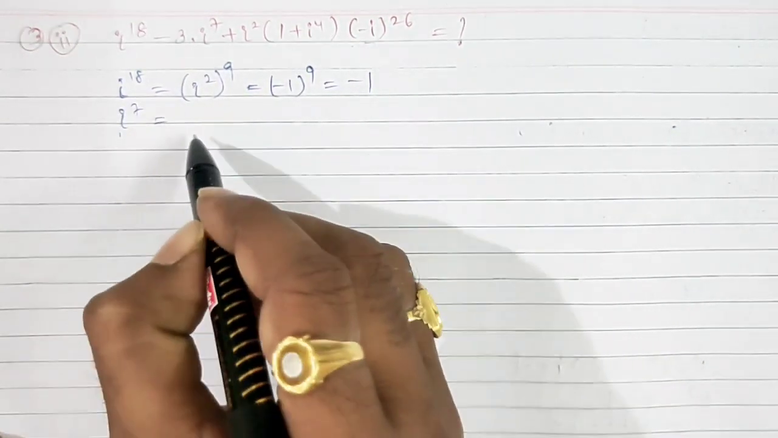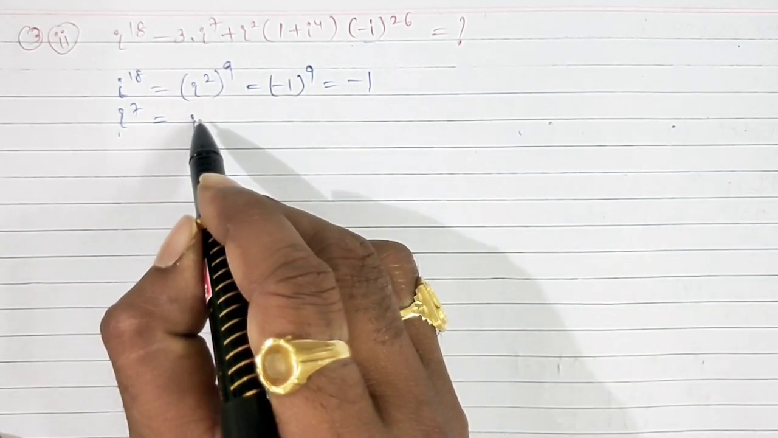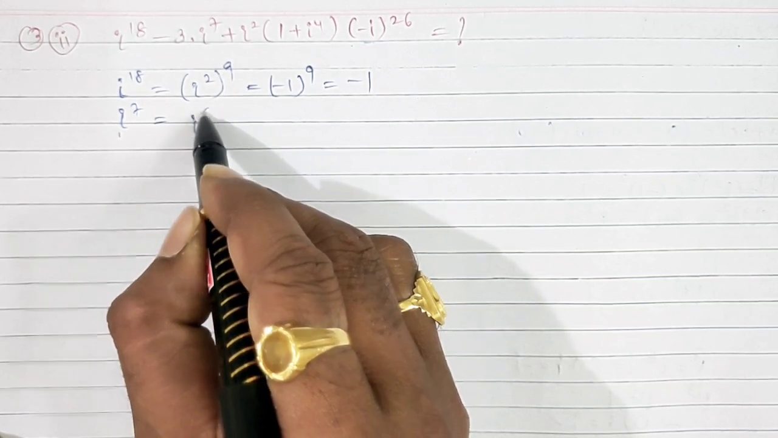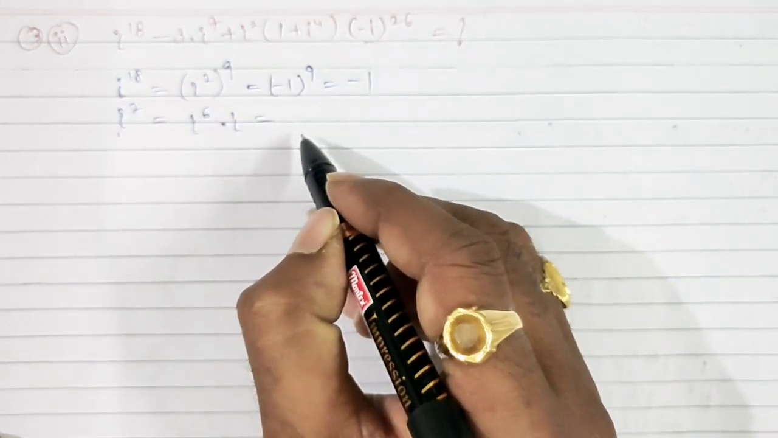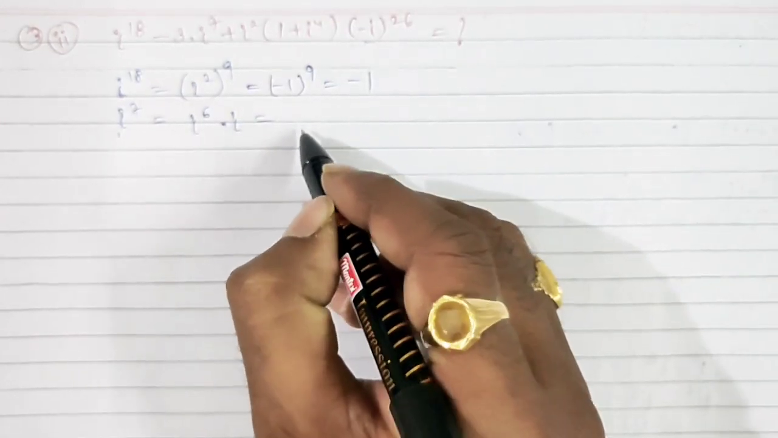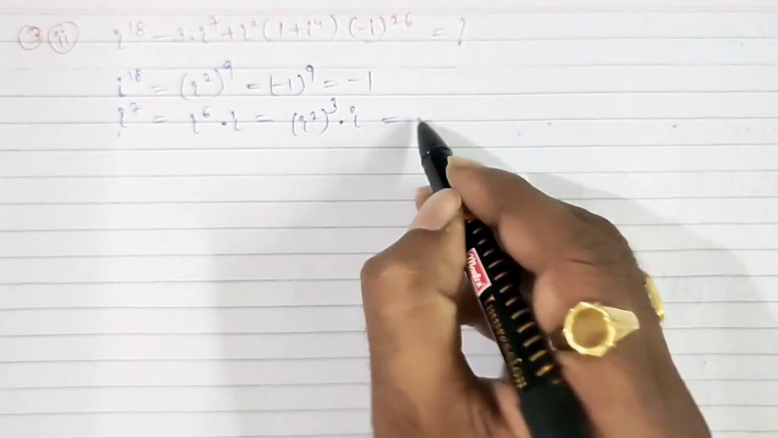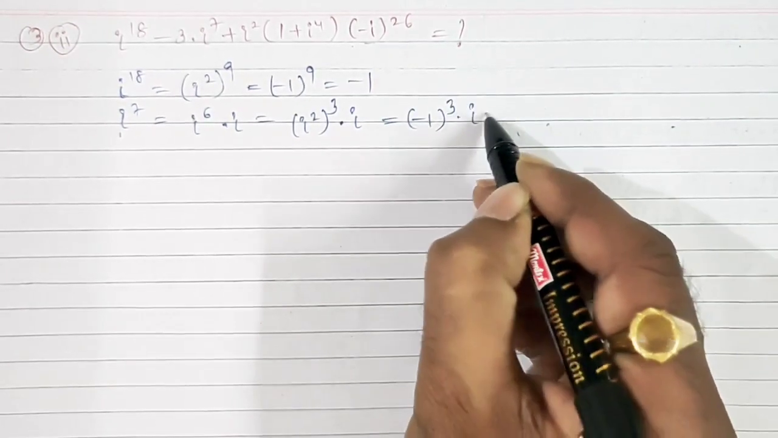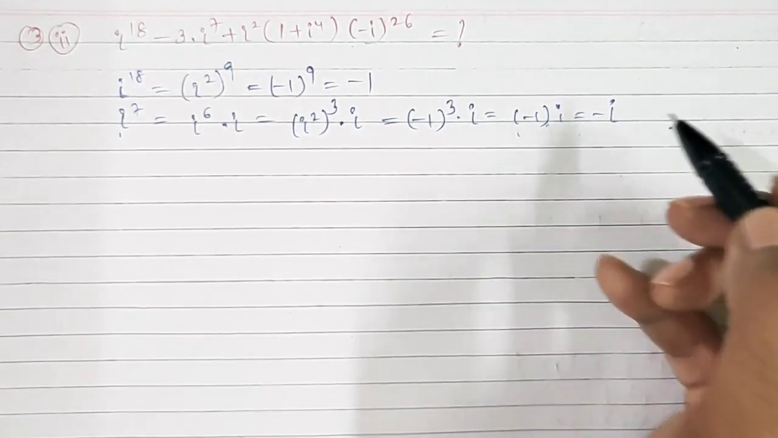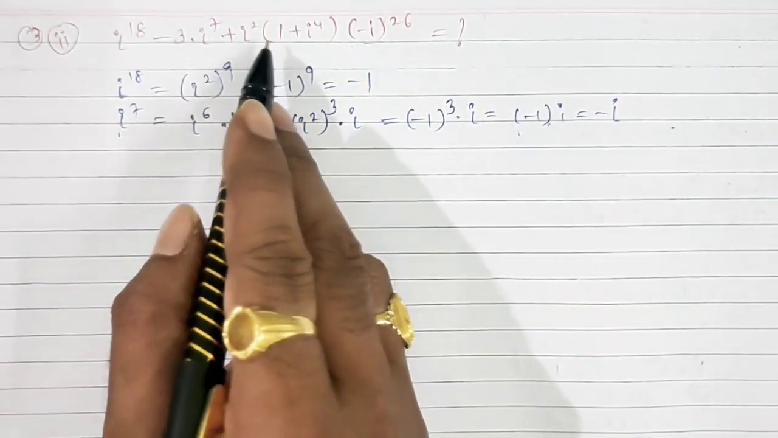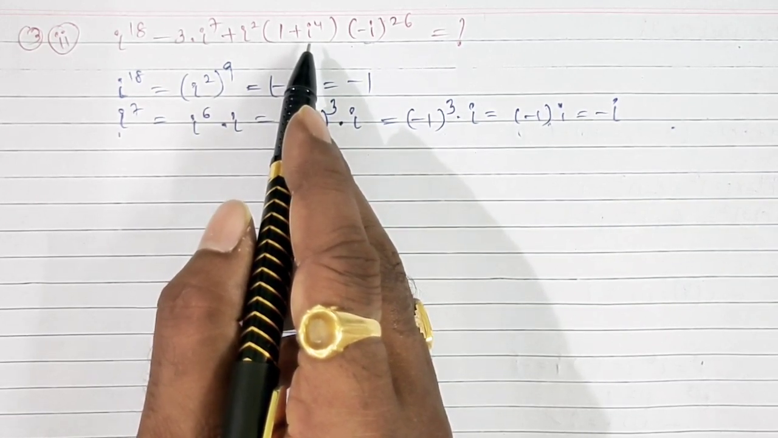Next, i power 7. Here the power is an odd number, so how to write it? Let us split into i power 6 into i, an even power into i. Where i power 6 can be written as i square whole cube into i, where i square value is minus 1 whole to the power of 3 into i, that gives us minus 1 into i, which is equal to minus i. Next, i power 4 value we know clearly is 1. Minus 1 whole square means 1.